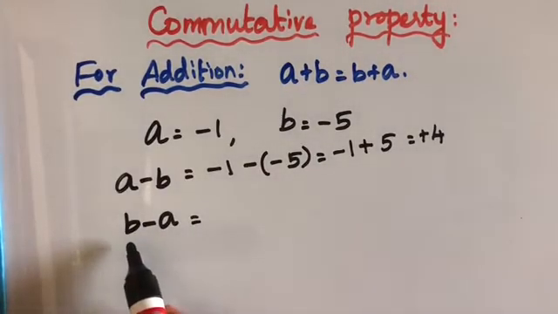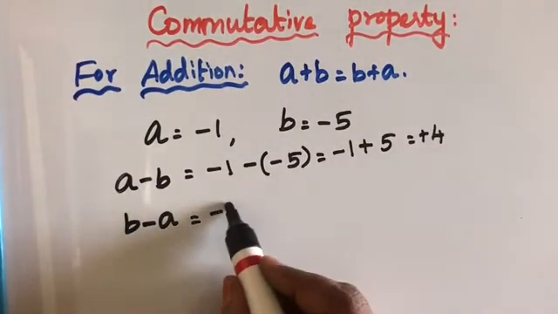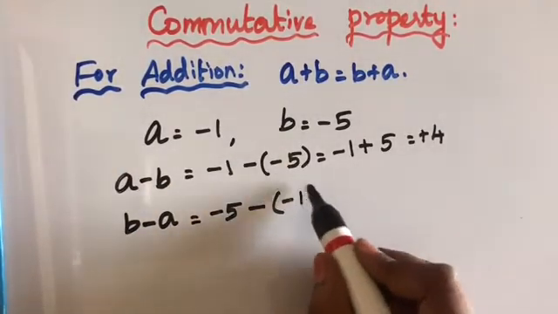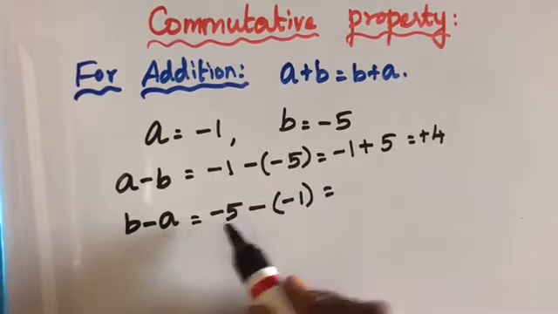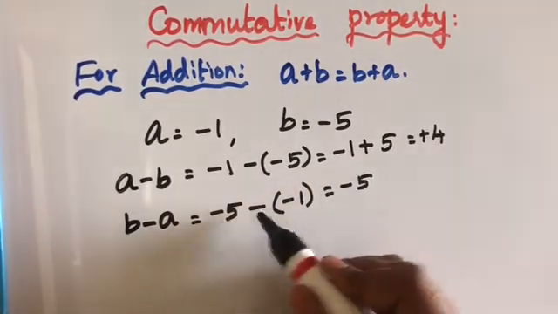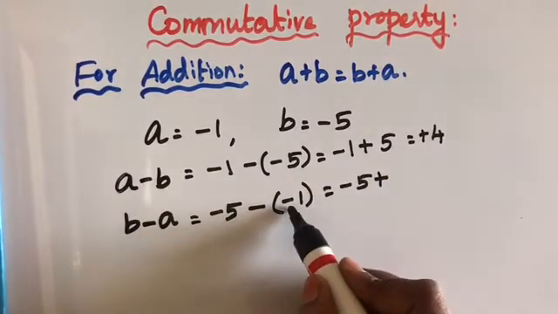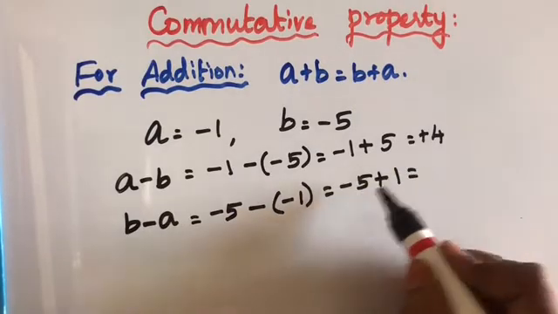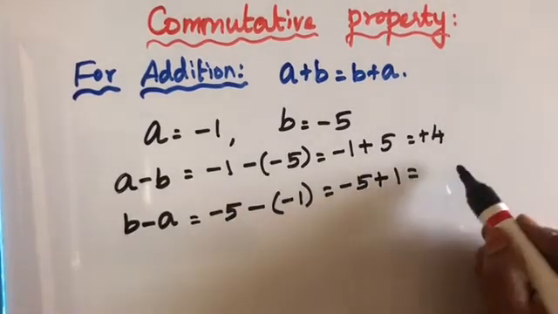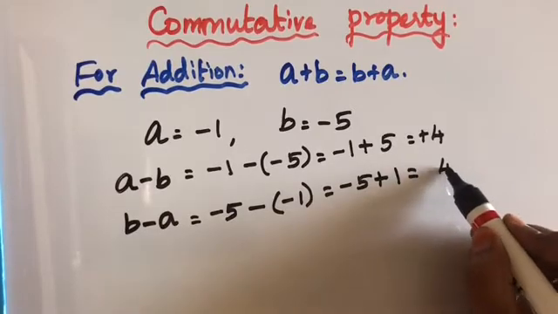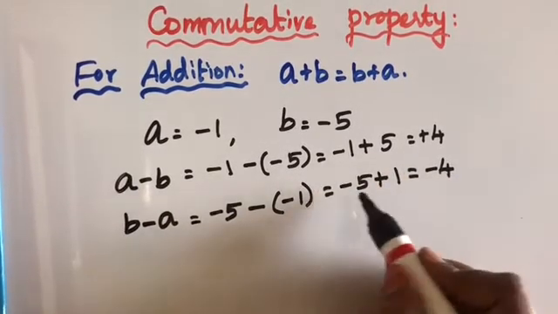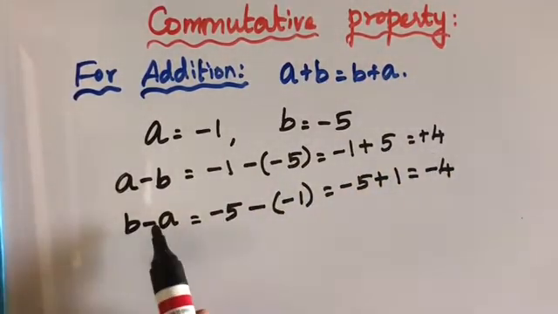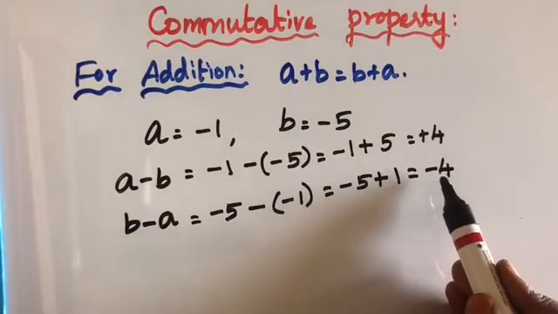Now, we have to calculate b minus a. b is minus 5 minus a, which is minus 1. Okay. So, the first number as it is, minus changed to plus, and minus 1 to plus 1. So, it is minus 5 and it is plus 1. So, we have to subtract. You get 4, and what sign should 4 carry? The negative sign, because it is minus 5. Okay. So, you get a minus b is equal to 4 and b minus a is equal to minus 4.